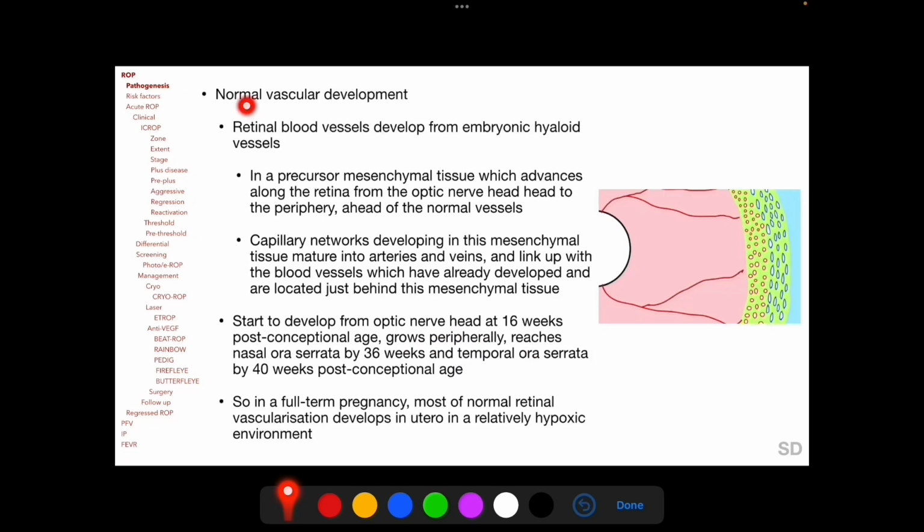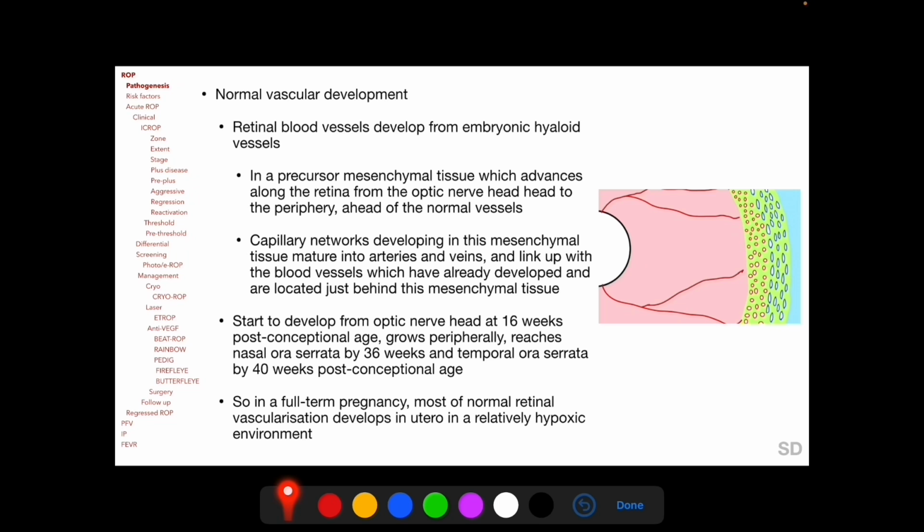The normal development of retinal blood vessels is as follows. Retinal blood vessels develop from embryonic hyaloid vessels in a precursor mesenchymal tissue which advances along the retina from the optic nerve to the periphery ahead of the normal vessels. Capillary networks developing in this mesenchymal tissue mature into arteries and veins and link up with the blood vessels which have already developed and are located just behind this mesenchymal tissue.